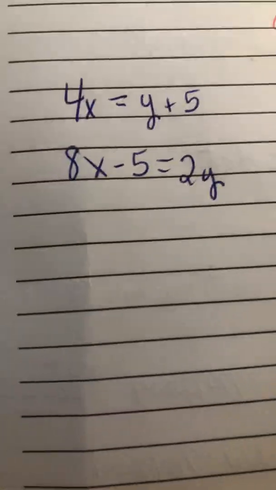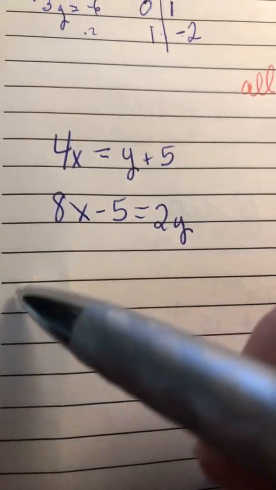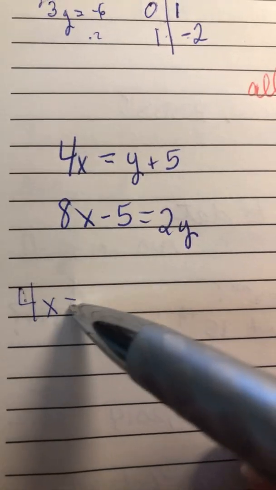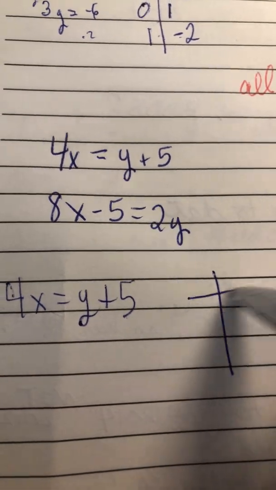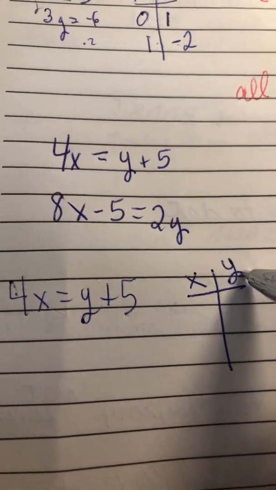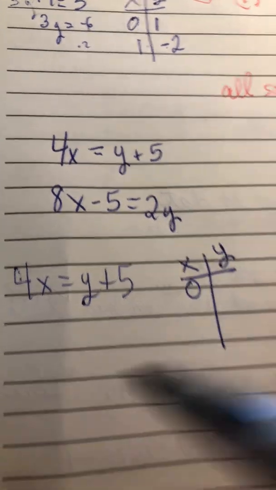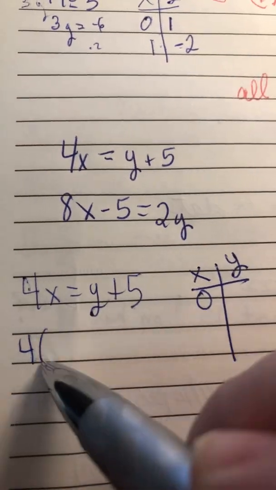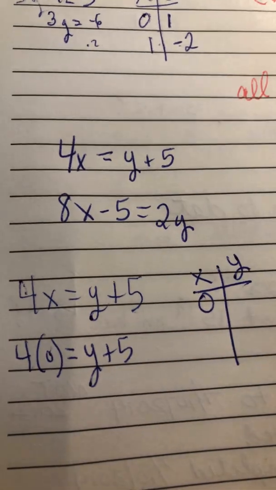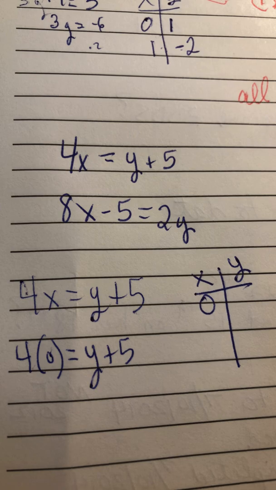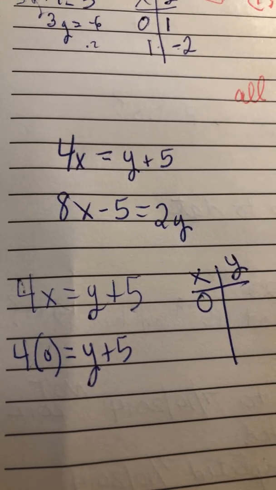Okay, here's another one that said solve the system by graphing. So I'll start with the first equation, 4x equals y plus 5. And if we make our little chart and we say, okay, what if x is 0? So we'll put 0 in for x. And I just chose 0 because I looked at the problem and I thought, what's an easy number to use?